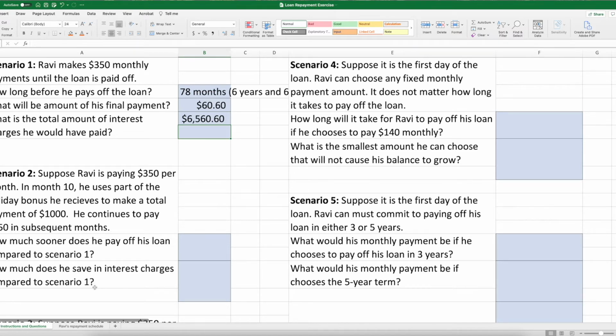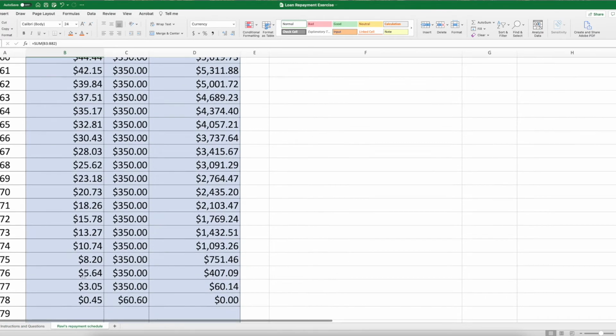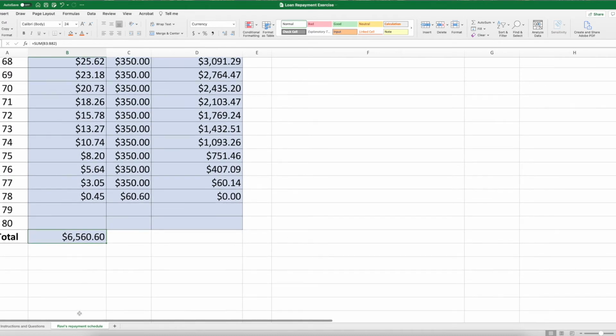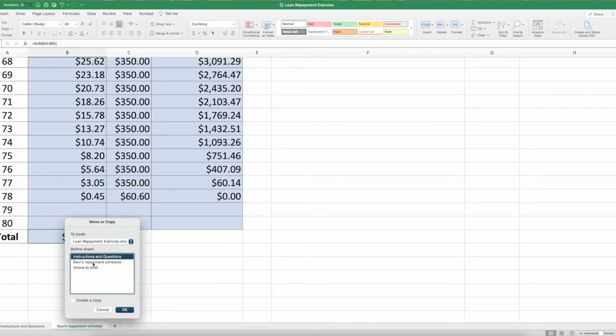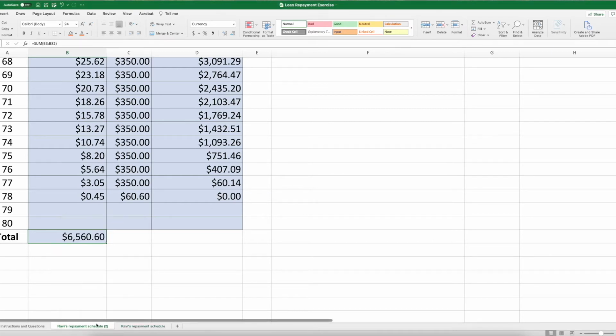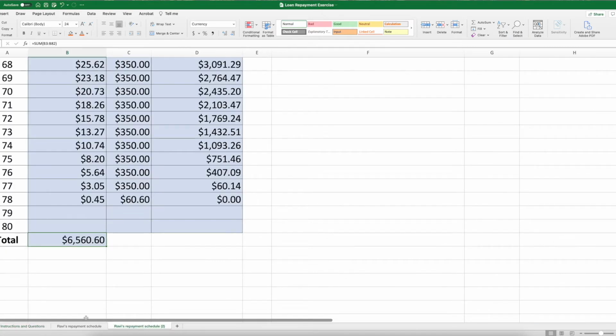Okay, so let's redo the calculations, but we're going to redo the calculations in a new worksheet. So we are going to right click on the label for Ravi's repayment schedule, choose move or copy, and say I want to create a copy of Ravi's repayment schedule, create a copy. Okay, it creates a copy and labels it Ravi's repayment schedule 2 automatically, and that works fine for me because this is scenario 2 that I'm going to do calculations for.